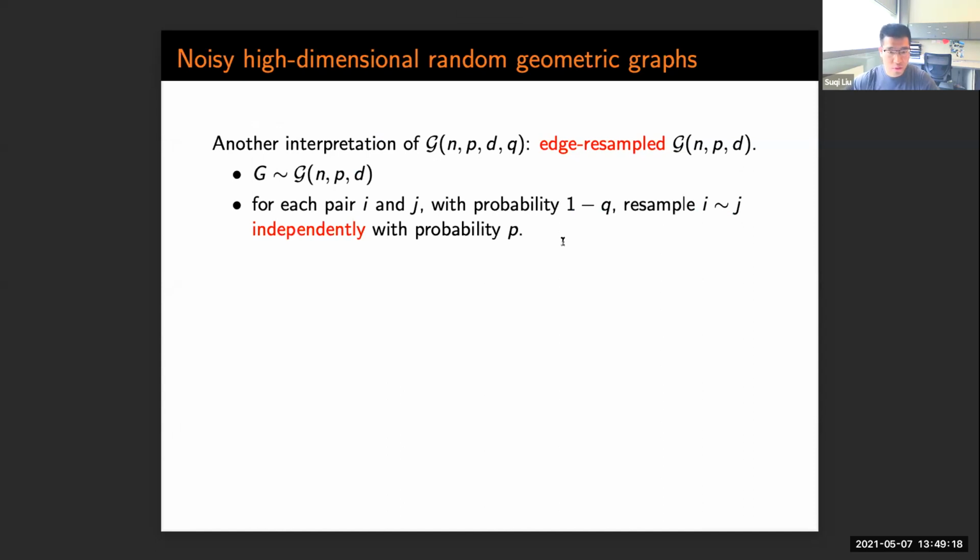There is actually another interpretation of G(n,p,d,q) as an edgewise resampled G(n,p,d). So we first take a sample from G(n,p,d). Then for each pair I and J, we flip a biased coin with heads probability q. If the coin shows heads, we keep the edge or non-edge in the graph. Otherwise, we resample the connection independently with probability p.